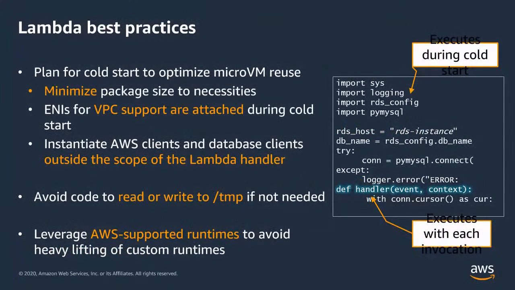So with best practices, now you've seen how the execution environments work, and you've seen how you can load data inside Lambdas. What you would want to do as a best practice is minimize cold starts. We call this the cold start problem, right? So if you want to optimize micro VM reuse, you minimize the package size to the necessities, so that way it doesn't load more things than are required.